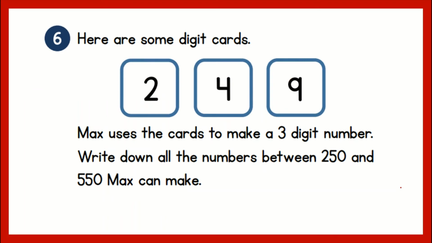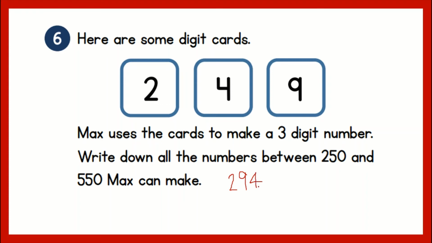Question 6. Here are some digit cards. 2, 4, 9. Max uses the cards to make a 3-digit number. Write down all the numbers between 250 and 550 that Max can make. So, the first number that Max can make is 294.